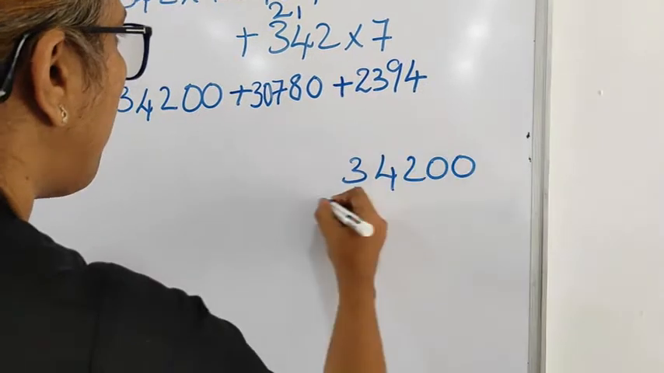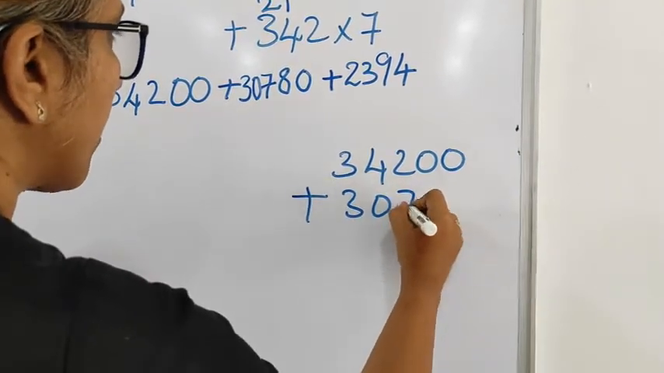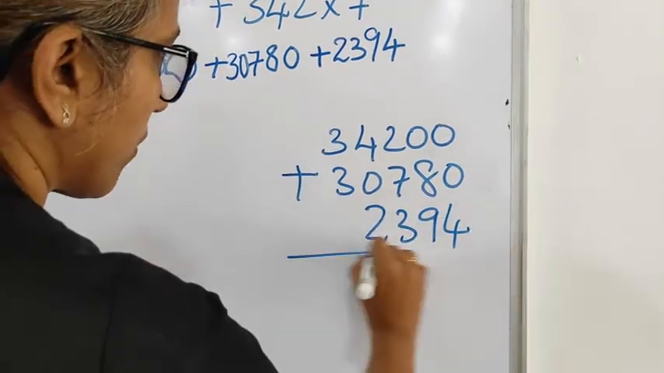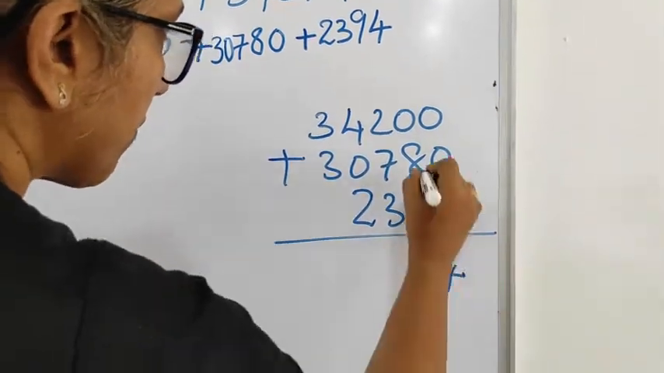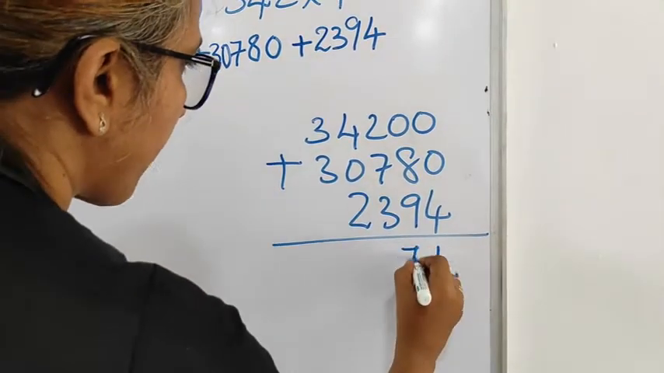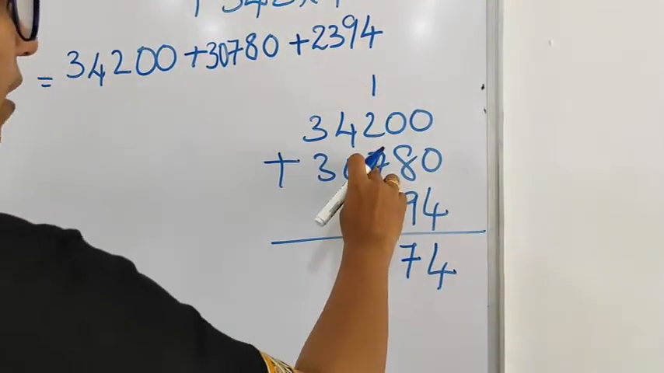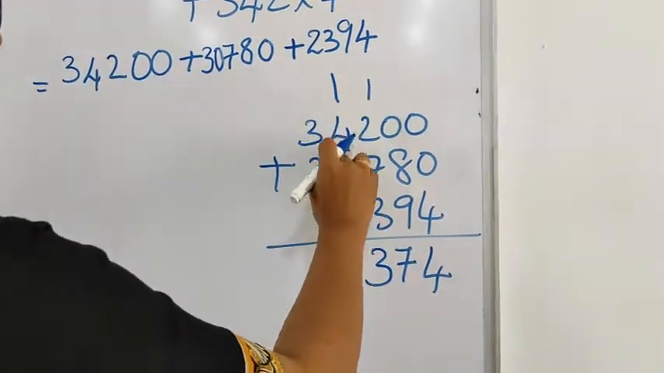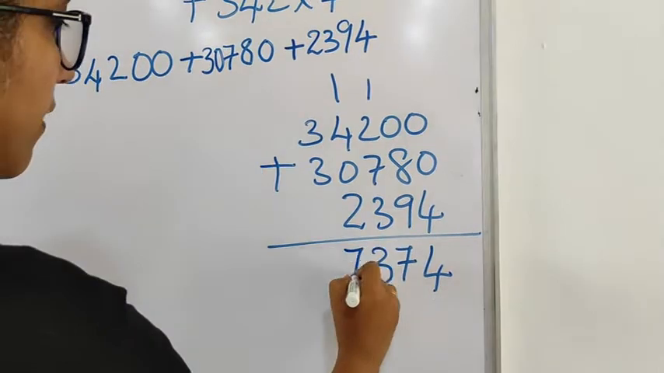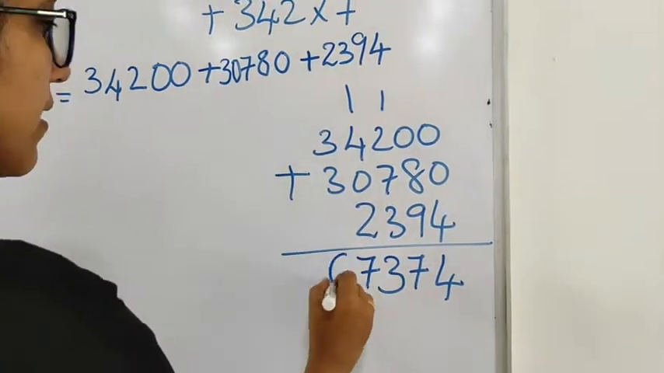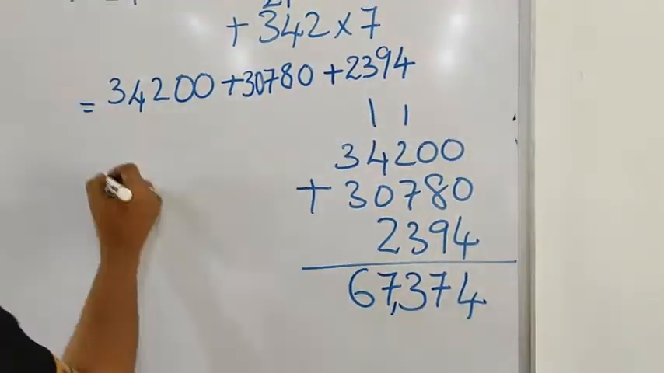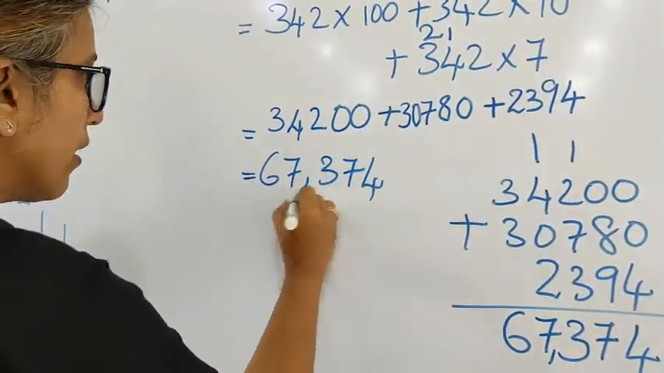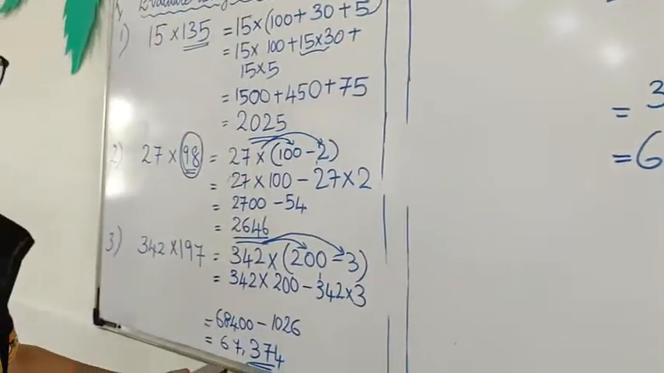34,200 plus 30,780 plus 2,394. So when I add, 0 plus 0 plus 4 is 4, 8 plus 9 is 17, carry 1, 7, 8, 9, 10 plus 3, 13, carry 1, 4 plus 1, 5, 6, 7, 3 plus 3, 6. So you will get 67,374, which is same as this answer.